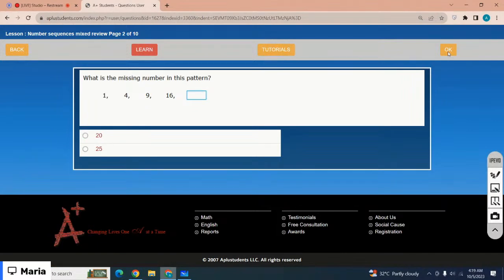Okay, which number is missing in the sequence? The numbers are the perfect squares, right? Perfect squares of 1, 2, 3, 4. So that means the next one would be the perfect square of 5. So the square of 5 is, that would be 25. So the next number in the sequence is 25. Got it?